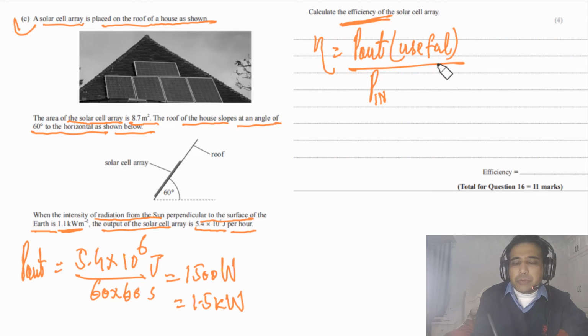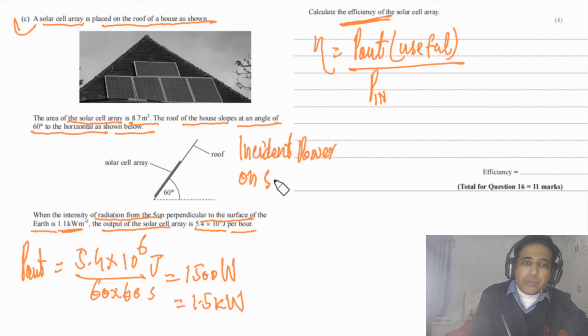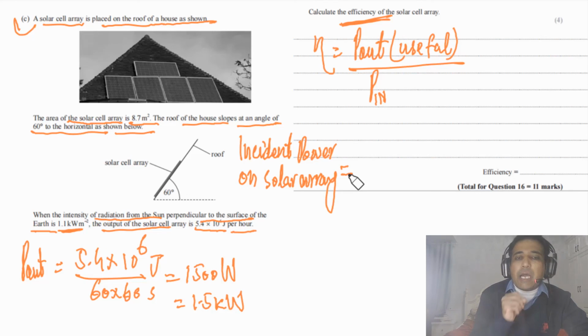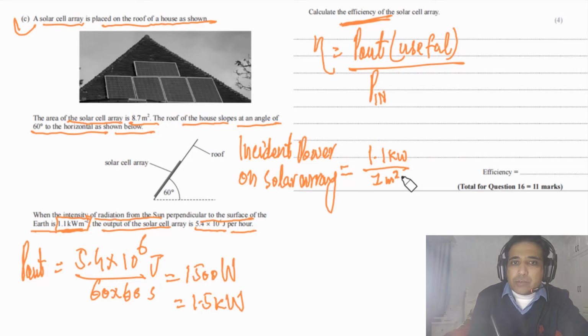So simply we can plug in. Now we need to find out P in, so we can say the incident power on the solar cell, on the solar array. This is what we need to calculate now. For this question, it is given to us that the intensity of radiation from the sun perpendicular to the surface of Earth is 1.1 kilowatts per square meter, meaning per 1 square meter here.